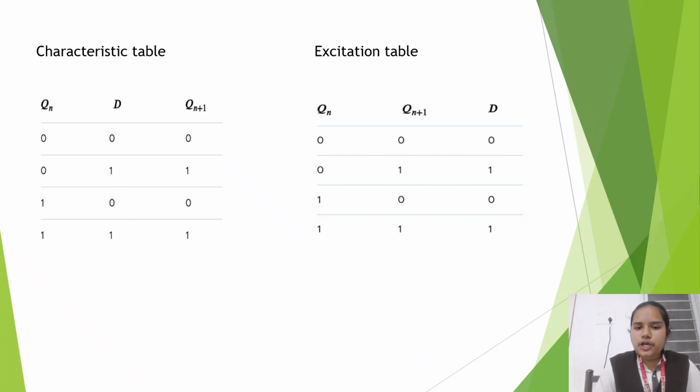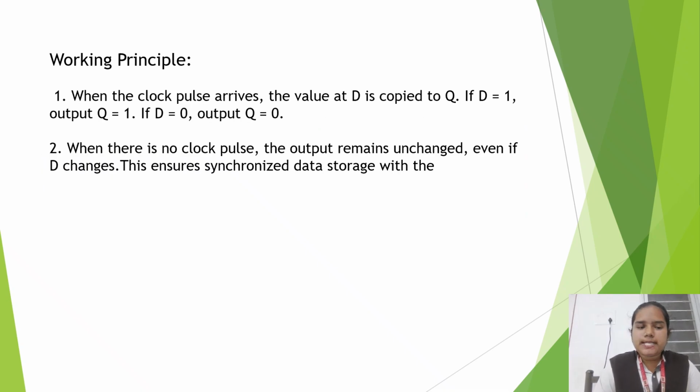This is the excitation of the D flip-flop, and the working principle is: when the clock pulse arrives, the value at D is copied to Q. If D equals 1, output Q equals 1. If D equals 0, output Q equals 0. When there is no clock pulse, the output remains unchanged, even if D changes. This ensures synchronized data storage with the input signal.